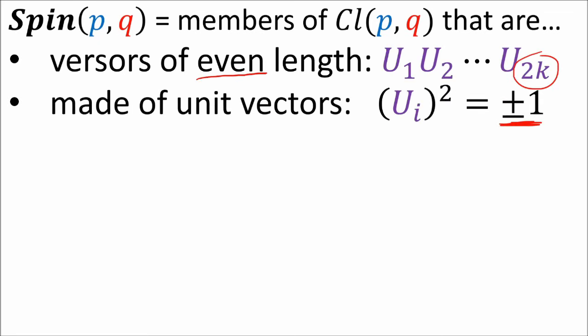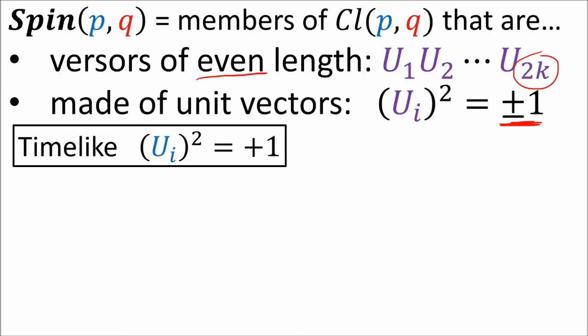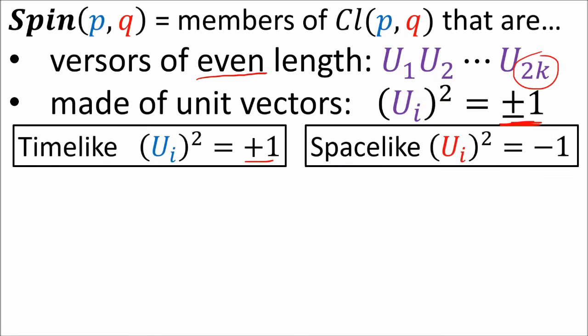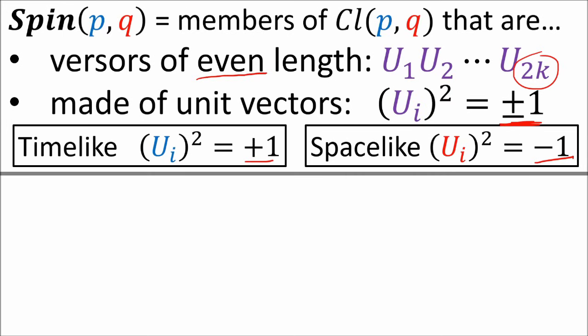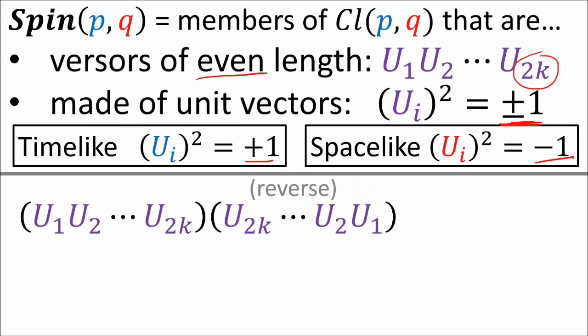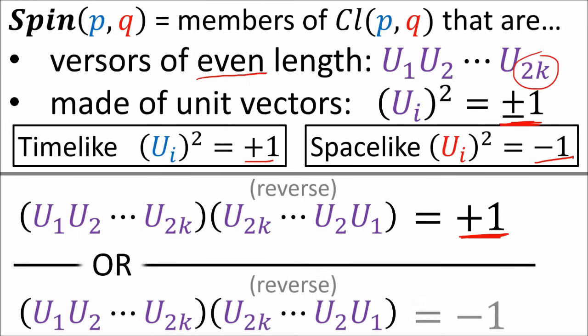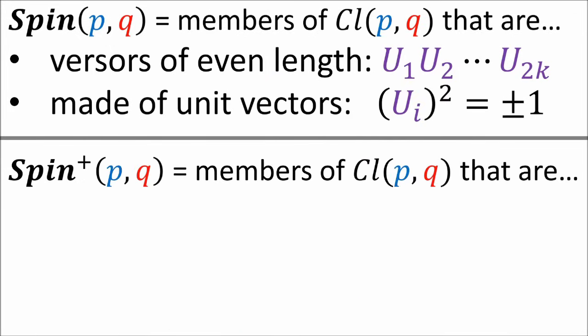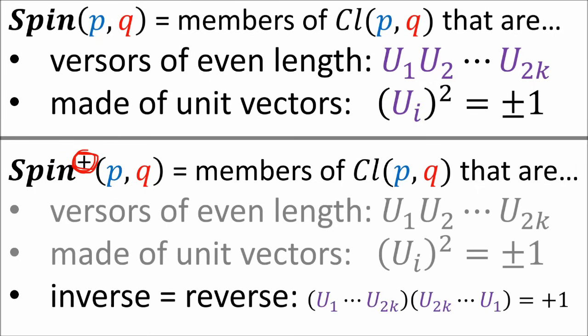However, unit vectors include both time-like unit vectors that square to +1 and space-like unit vectors that square to -1. This means that for members of the spin PQ group, an element multiplied by its reverse won't always give +1. It will sometimes give -1. For example, if the transformation contains a boost. Sometimes we define the spin plus PQ group to only include members who multiply with their reverse to give +1, and the -1 case is excluded.